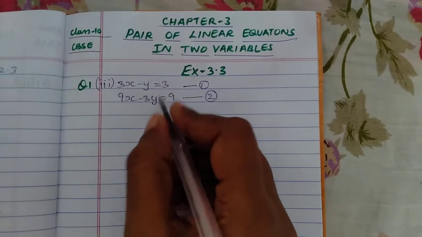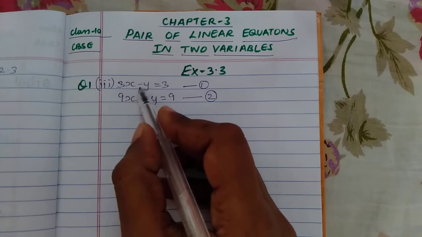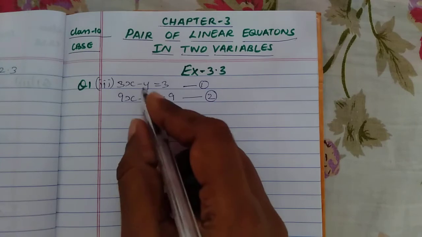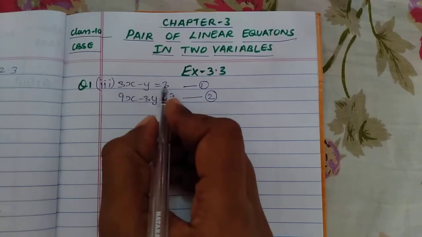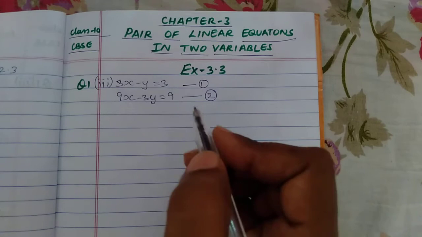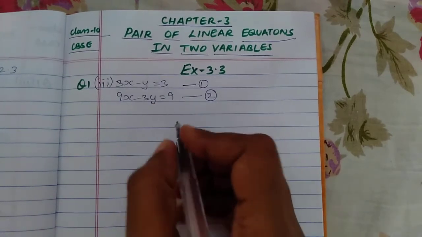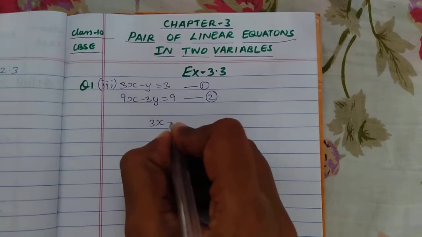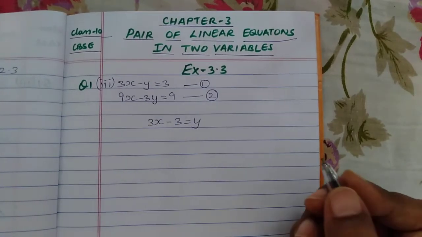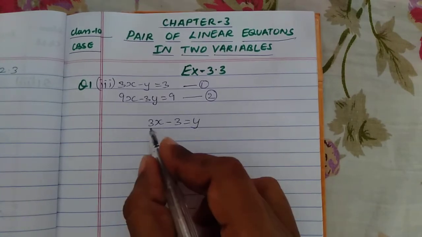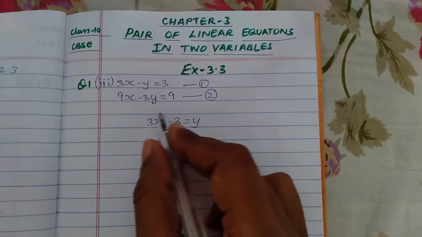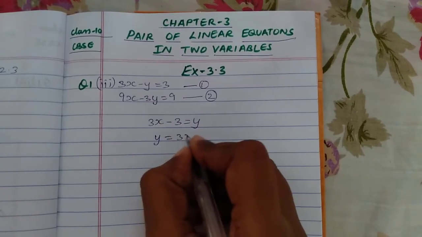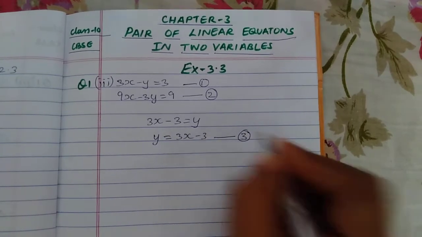So here let me take the first equation for that. Here you can see that there is a minus sign for y. So to get rid of this sign, I am going to move y to the right hand side so that the minus y becomes plus y and 3 will be moved to the left hand side. So here it is 3x minus 3 is equal to y. Okay, it doesn't matter whether you write y this side or that side, the sign remains the same. If you want I can write it this way also: y is equal to 3x minus 3. So let this be our third equation.